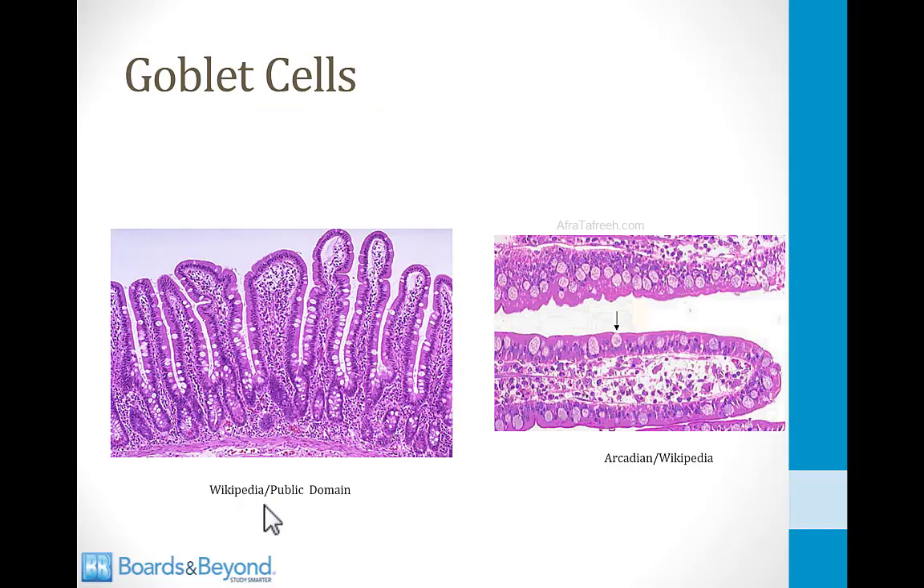Here's that cross-section through the small intestine that we saw before. These clear cells here are goblet cells. On the right, I've zoomed in on some villi, and you can see a goblet cell with an arrow pointing to it right here.